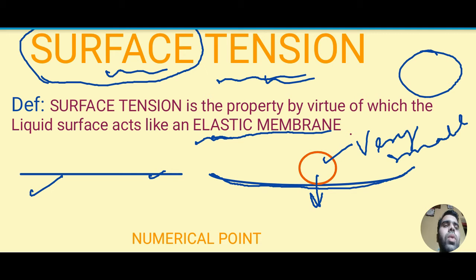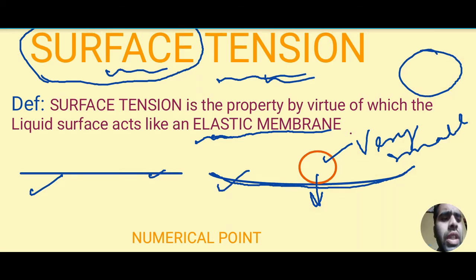For example, if you want to get the real feel of surface tension, you just take a blade and put it on the water. It will float. This is not due to buoyancy or any other effect. This is due to surface tension. This is a physical feel. Now let us understand it microscopically, why this phenomenon occurs and where all these things come from.